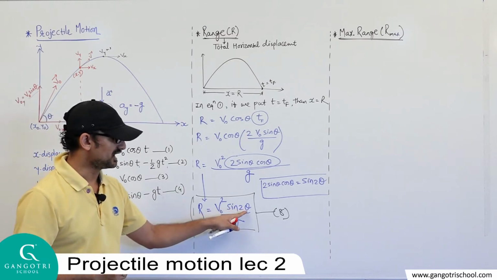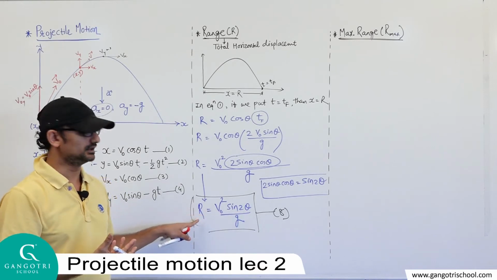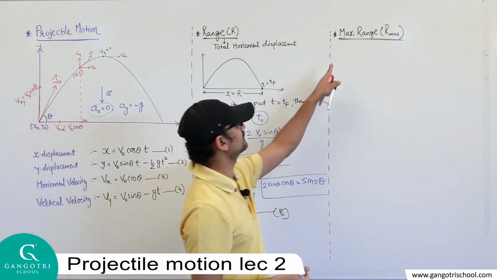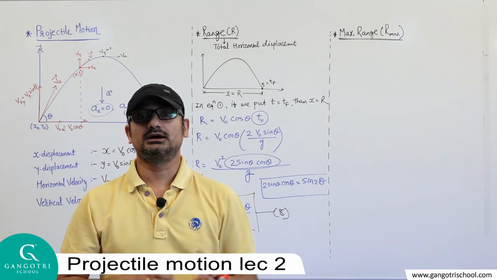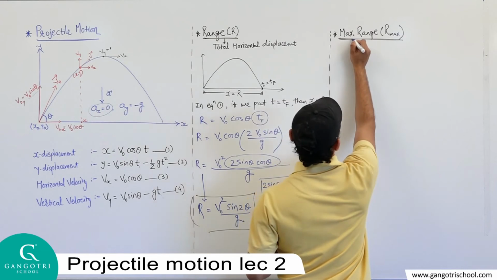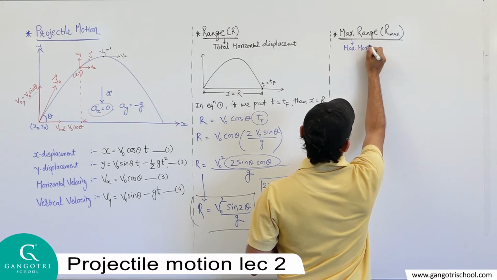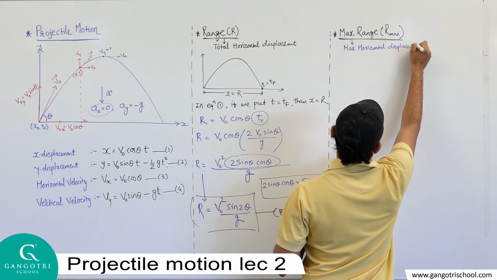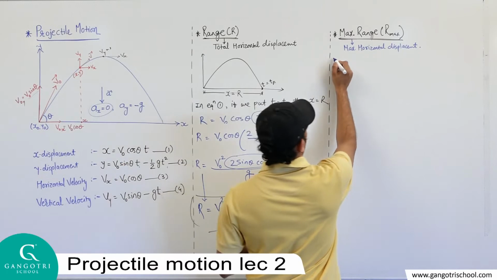Now again, if you have the angle of projection, at what angle and with what velocity the object is thrown, you can also get how far it goes. Now the next one is an interesting one, maximum range. I'll give you one example. Maximum range means maximum horizontal displacement.